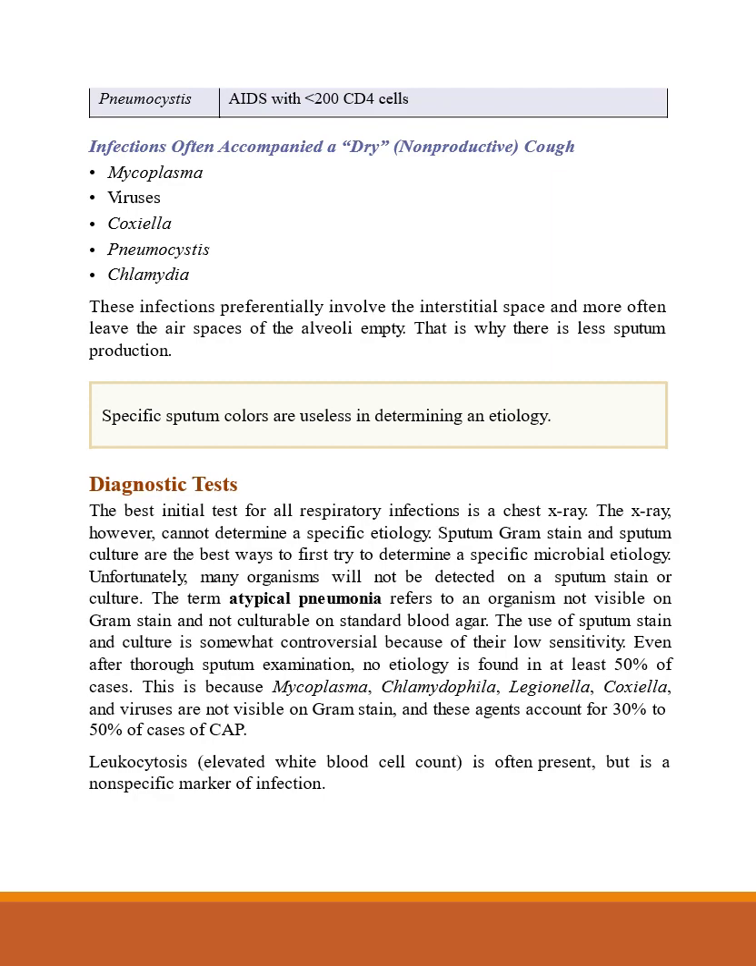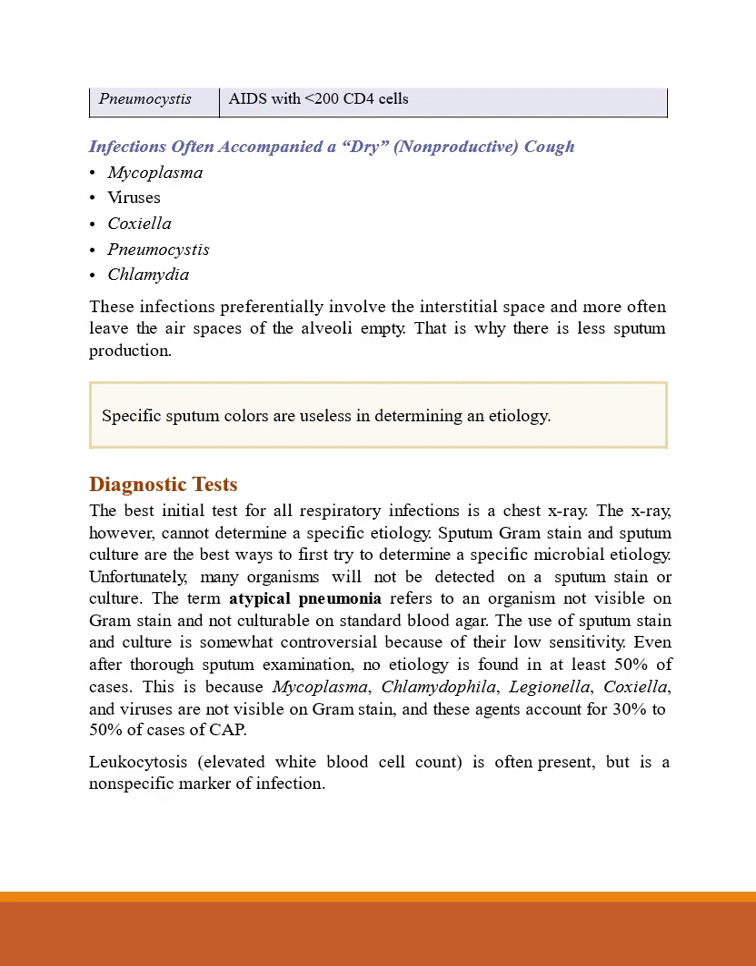Let's discuss here infections which are often accompanied by a dry, non-productive cough. Number 1, Mycoplasma. Number 2, viruses. Number 3, Coxiella. Number 4, Pneumocystis. And number 5, Chlamydia. All these infections preferentially involve the interstitial space and more often leave the air spaces of the alveoli empty. This is why there is less sputum production. Specific sputum colors are useless to determine the etiology.